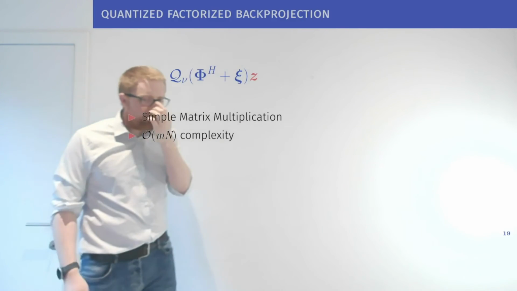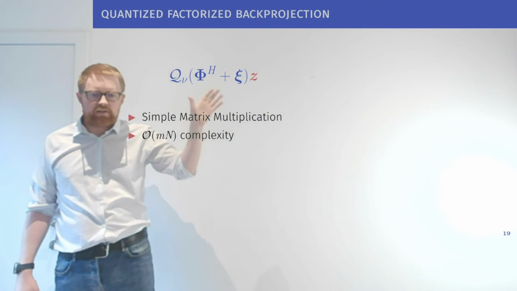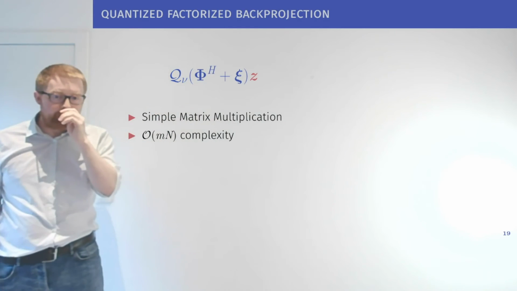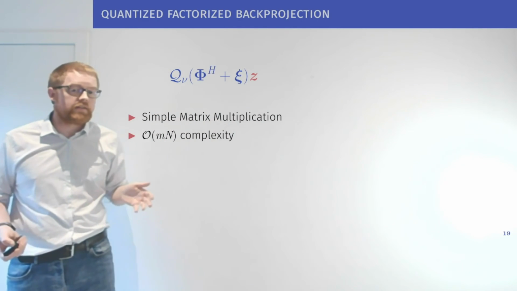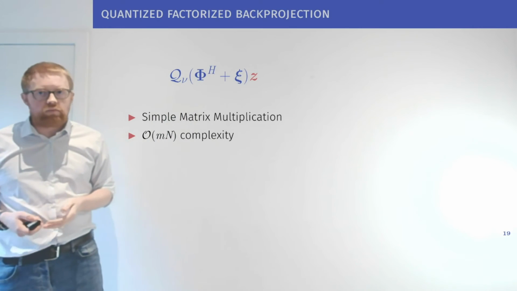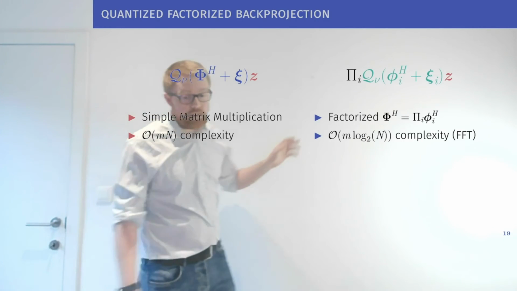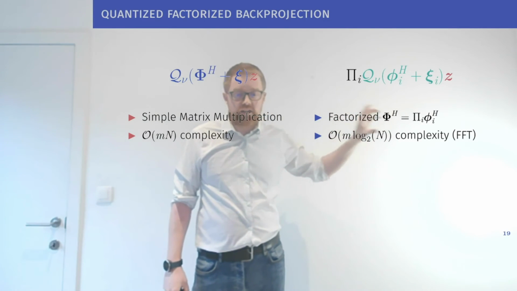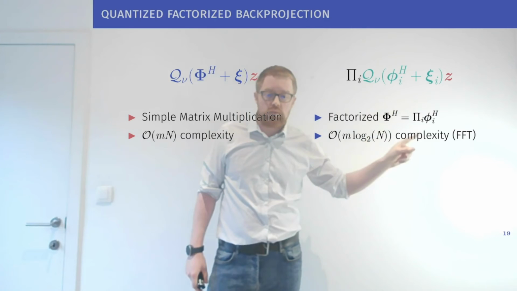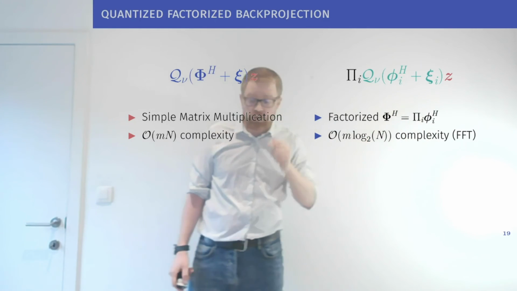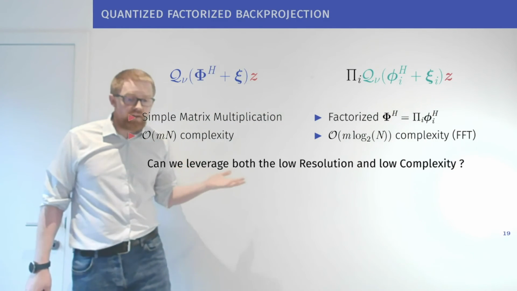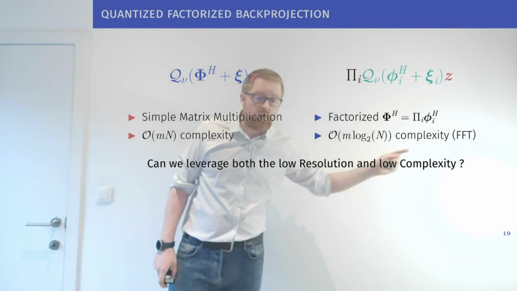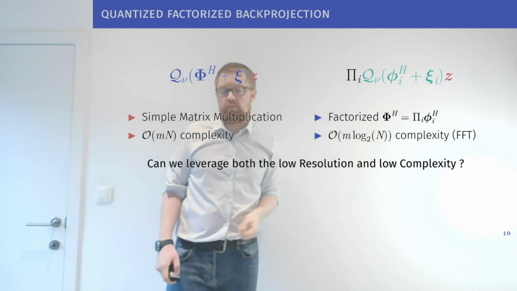If we look at what we're doing, we've been applying this back projection as a matrix multiplication with this complexity, but we know that working with the Fourier transform, for example, back projection can be computed more efficiently in some cases. For the Fourier transform, as I've said, you can have this complexity because you can access a factorized model of your back projection with fewer components. And the question that we're asking now is, can we leverage both the low resolution of our processing and the low complexity of the underlying factorized model?